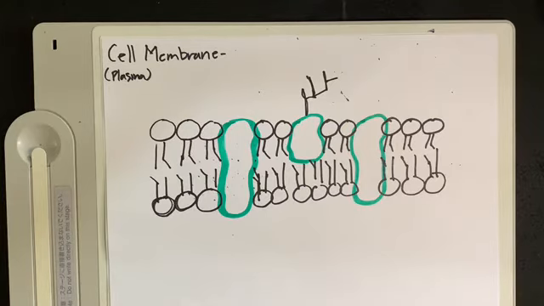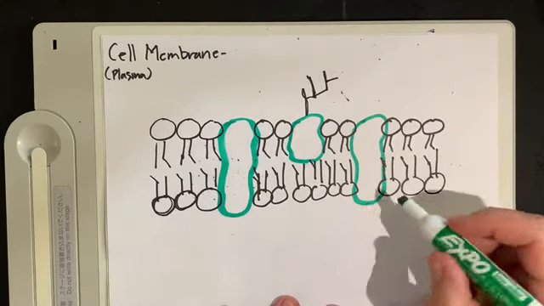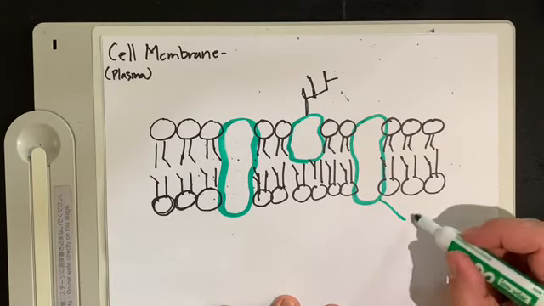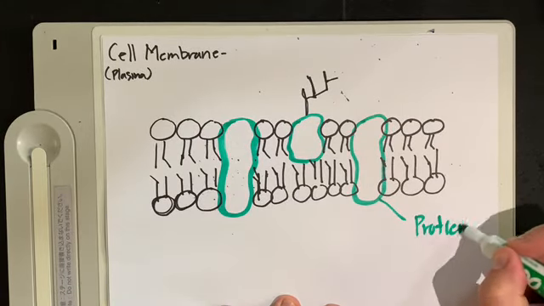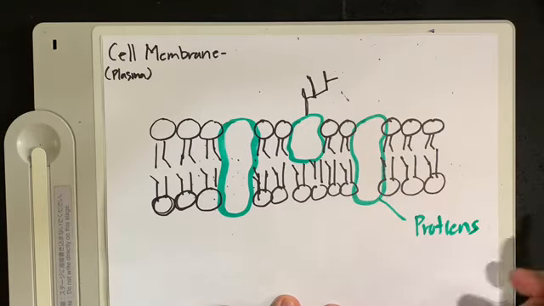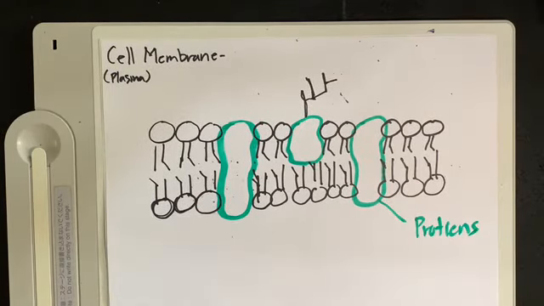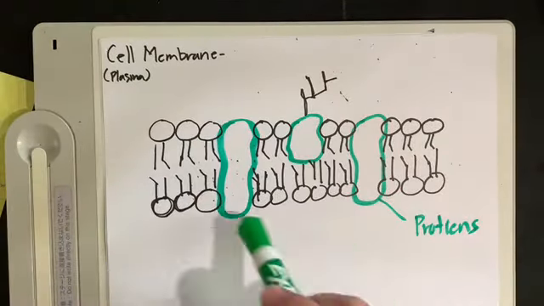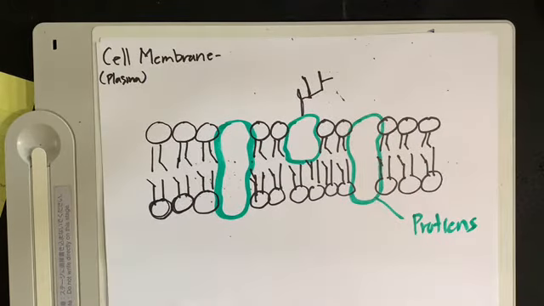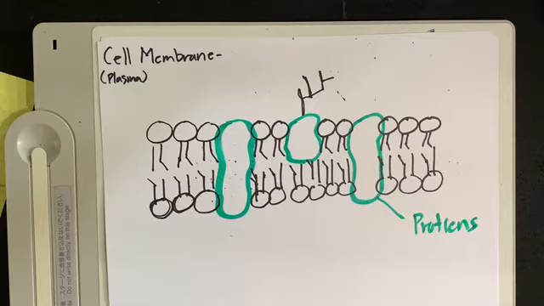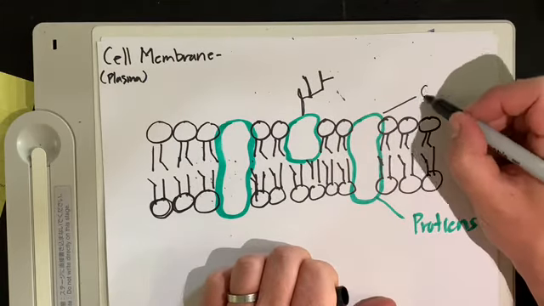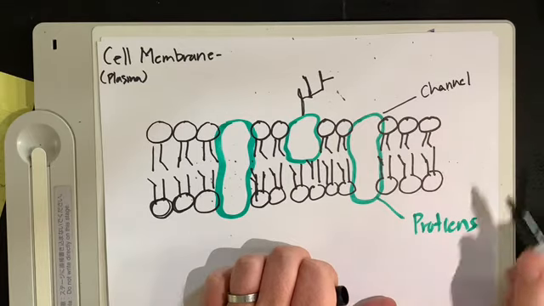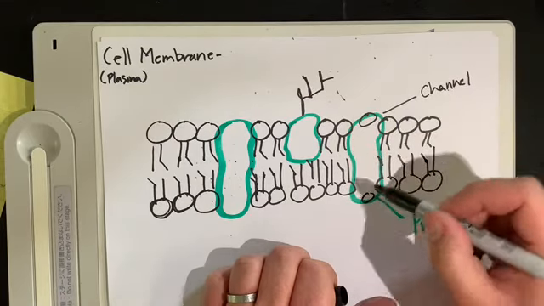All right, so these green things here, these are actually what we call proteins. And within our cell membrane, so once again, here we had our phospholipid bilayer. Now we have our phospholipid bilayer, and you have these proteins that are embedded into it. And these proteins will do different types of things. So some of these proteins might be like a channel protein. And its job is to let things in and out of the cell.